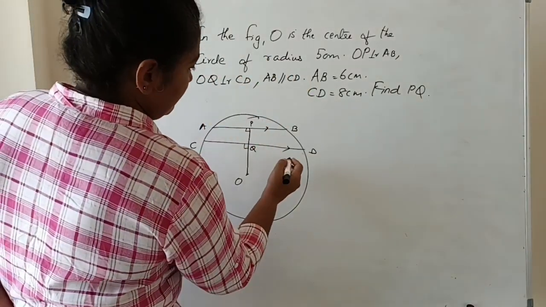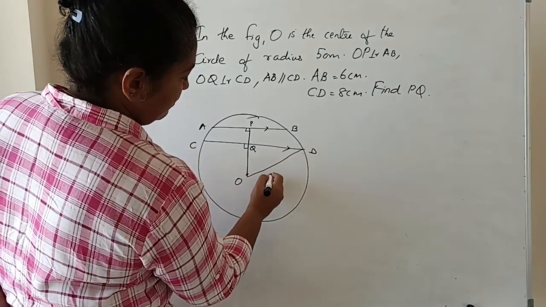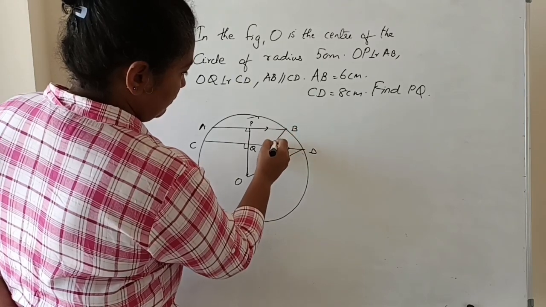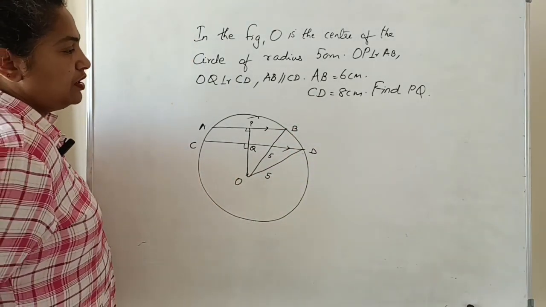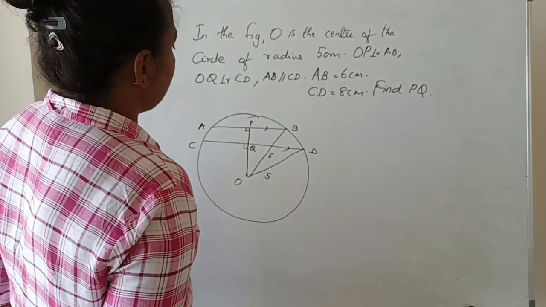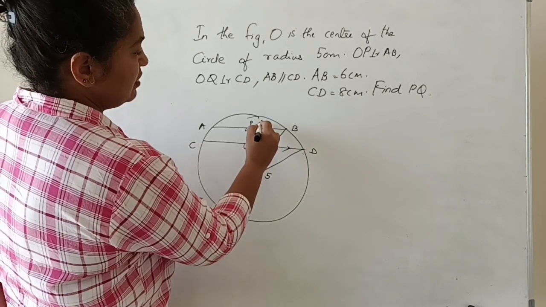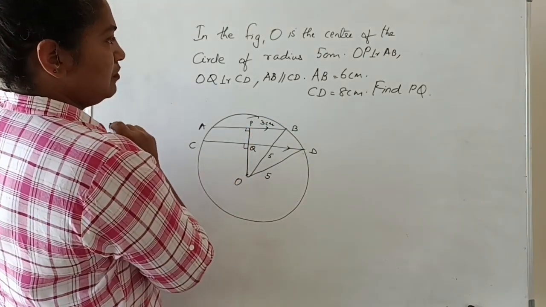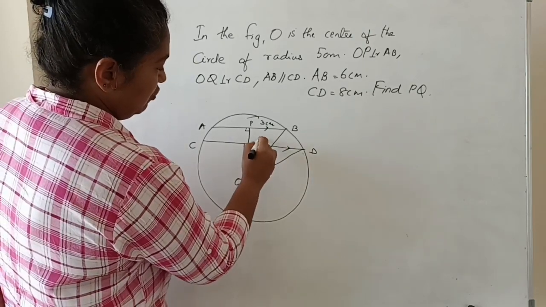The radius of the circle is given to you. So if I am joining, this is 5, this is also 5. Now AB is 6 centimeters. When AB is 6 centimeters, I know that PB will be 3 centimeters. CD is 8 centimeters. So I know that QD will be 4 centimeters.